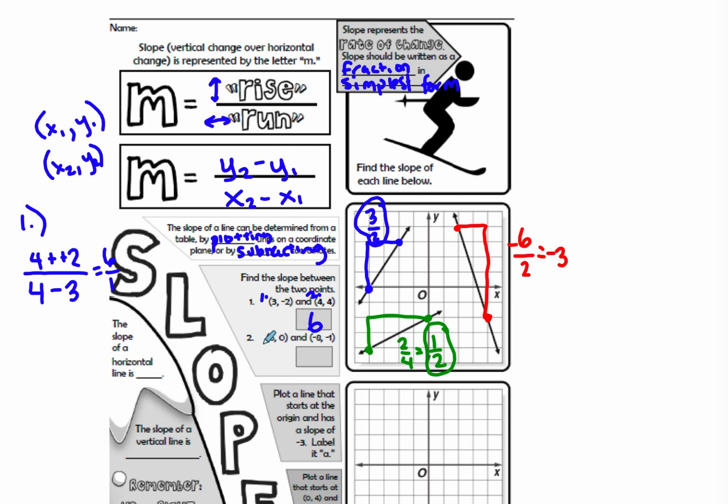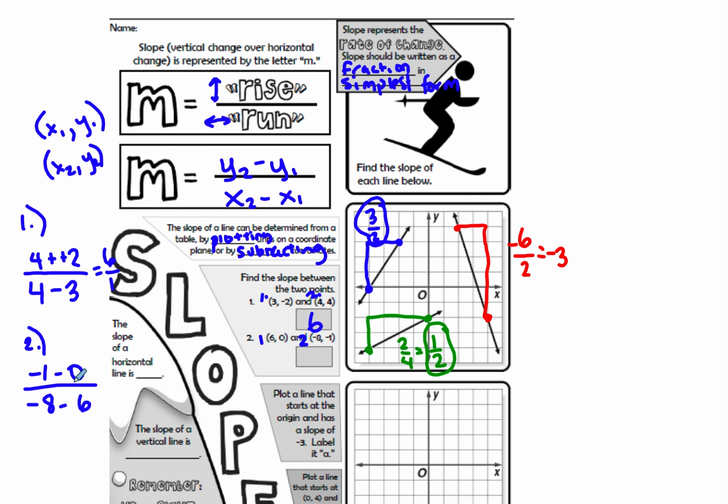All right, let's do the same thing for problem 2. I'm going to call number 1 my 6, 0. I'm going to call number 2 my negative 8, negative 1. So problem 2 over here. Okay, so I'm going to put my point 2's first. Negative 1 on the top, negative 8 on the bottom, minus my first values. 0 is my y, it's going to go on the top. 6 is my x, it's going to go on the bottom.